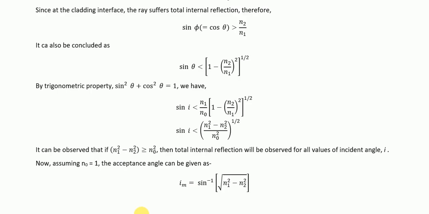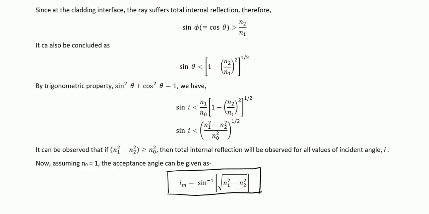So, the maximum acceptance angle is given by this expression: im equals sine inverse of root over n1 square minus n2 square. Here n1 and n2 are the refractive indices of the core and the cladding respectively.